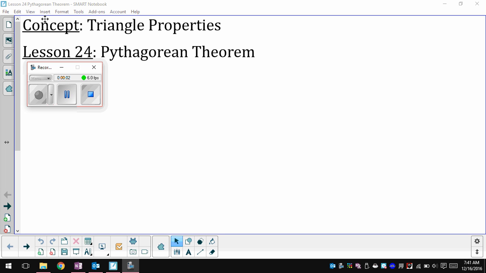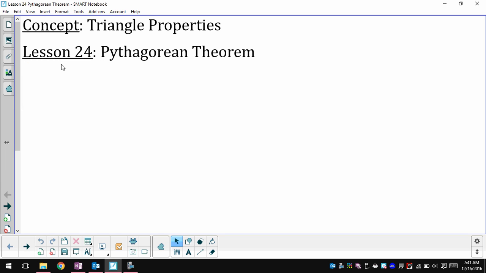Hey y'all, today we're going to talk a little bit more about some triangle properties. In the last lesson we talked about lengths of sides and measure of angles, and in this one we're going to talk about the relationship between the lengths of sides in triangles. And we're going to use the Pythagorean Theorem, something you probably are familiar with.